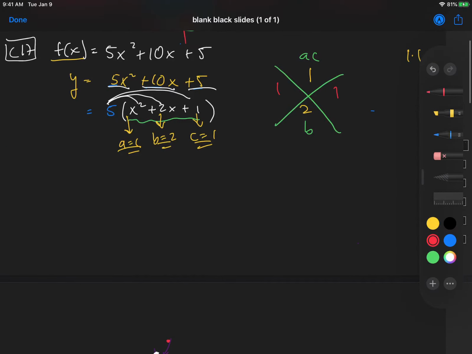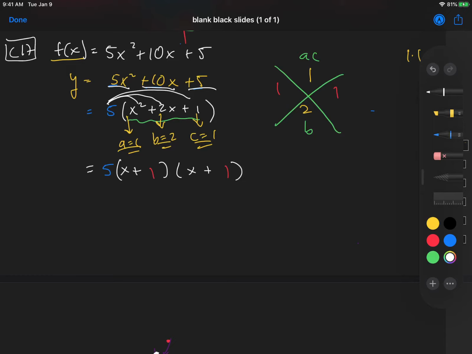Okay, so that is very good news. Why is that very good news? Let me show you why. So you have that 5, and we just factor that in y. X squared plus 2x plus 1 becomes x plus 1, x plus 1.